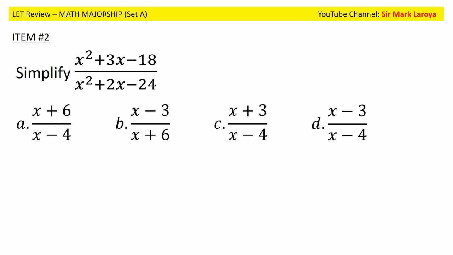Question number 2. Simplify the quantity x squared plus 3x minus 18 all over x squared plus 2x minus 24. A. X plus 6 all over x minus 4. B. X minus 3 all over x plus 6. C. X plus 3 all over x minus 4. Or D. X minus 3 all over x minus 4.